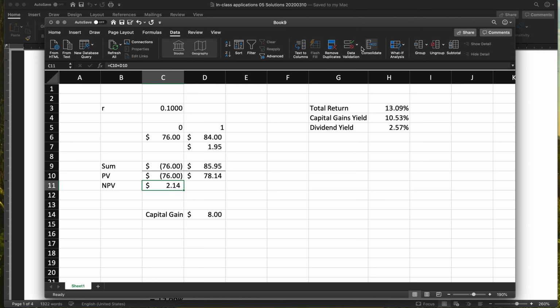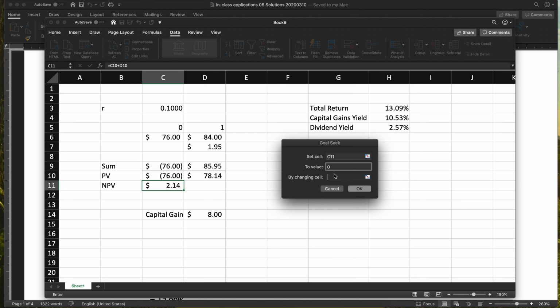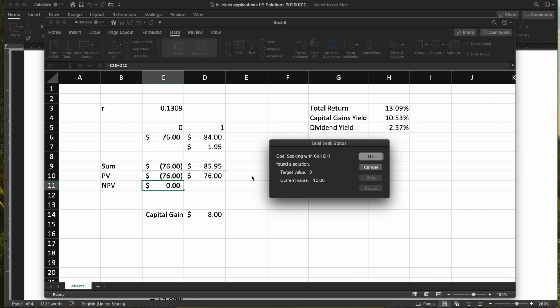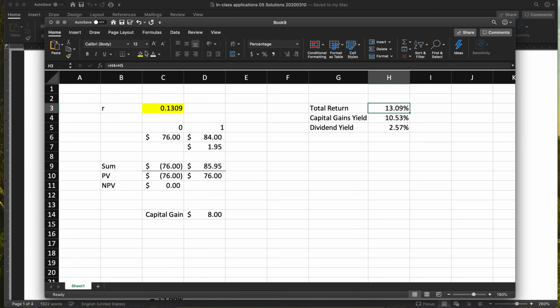So if we use GoalSeek and we set C11 to 0 by changing R, we get exactly the same answer. And the reason that we do is because this implies a discount rate of 13.09%. So when we solve for the IRR and set it equal to 0, we end up with 13.09%, and that's kind of our return on buying the stock. Well, it is our return on buying the stock.